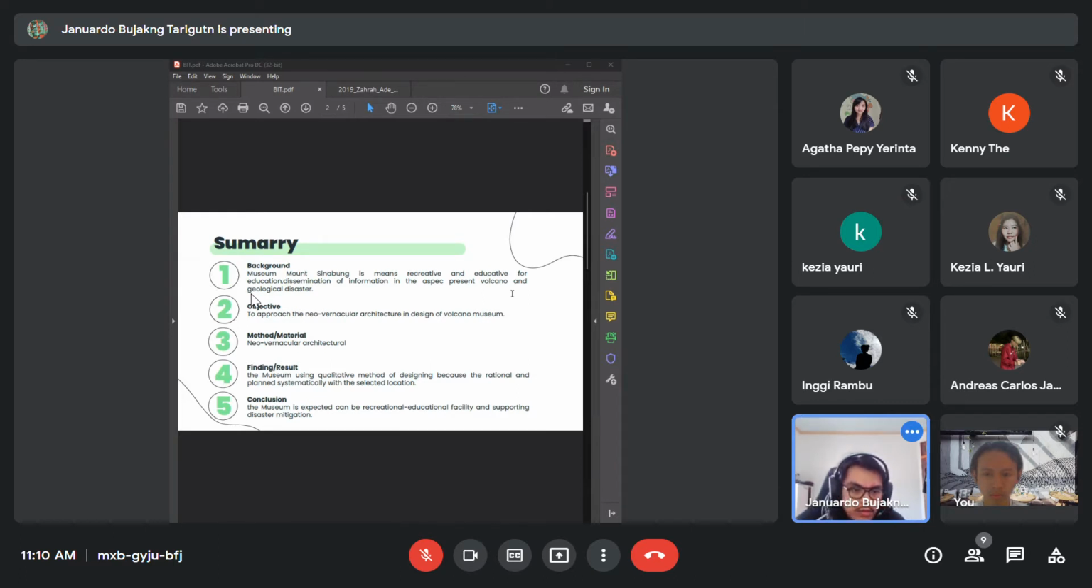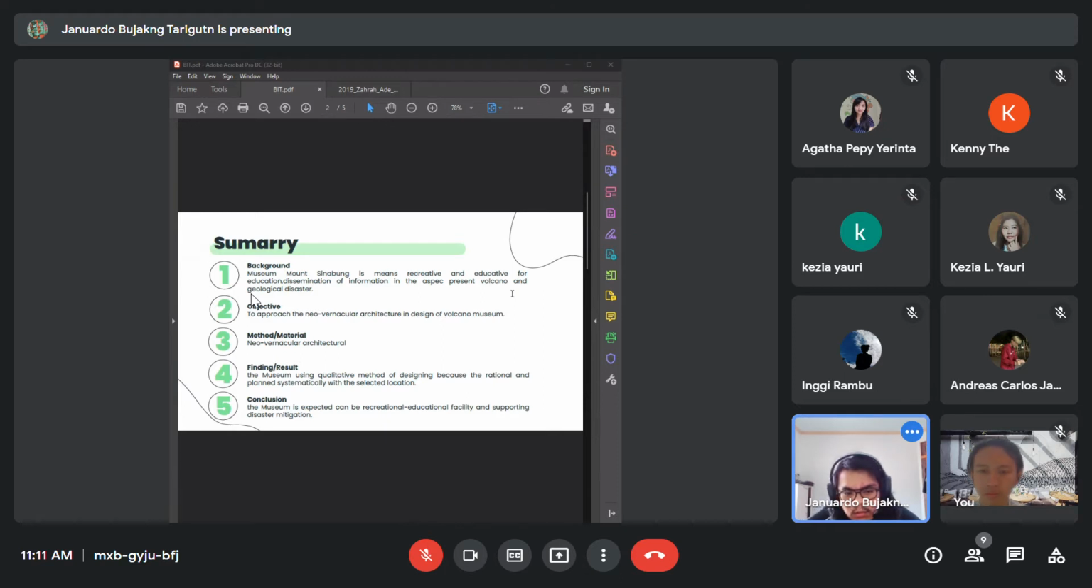Summary. Background: Museum Mount Sinabung is mainly recreational and educational, for the dissemination of information on the aspects of volcanoes and geological disasters. Objective: to approach the neo-vernacular architecture in the design of a volcano museum.